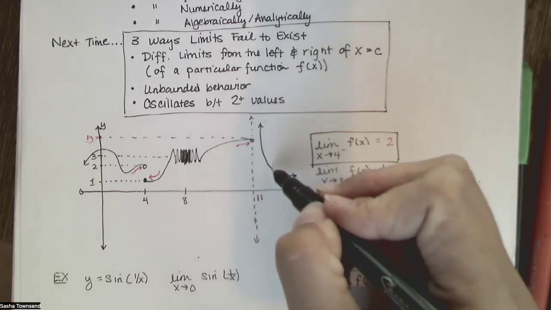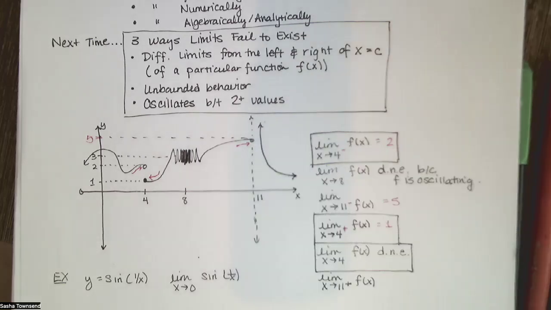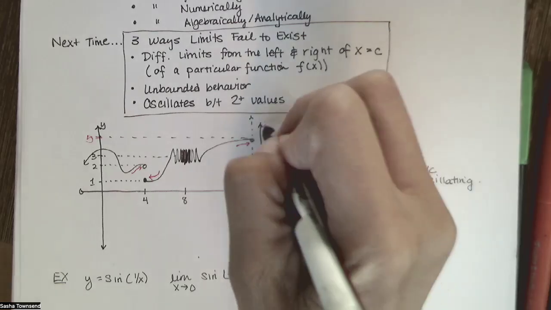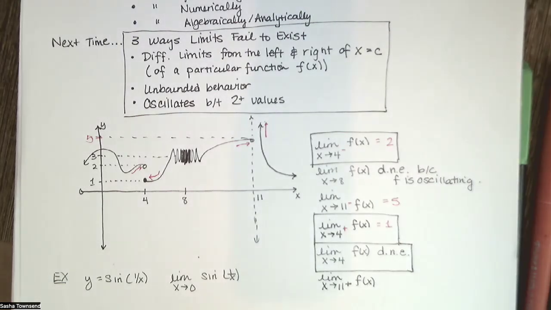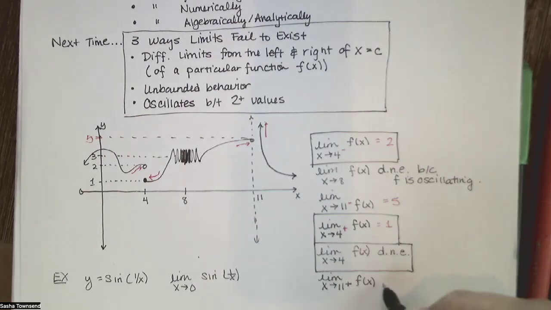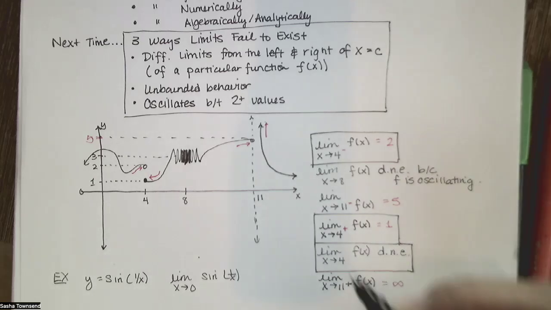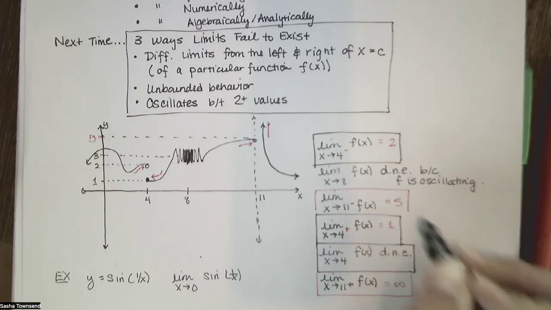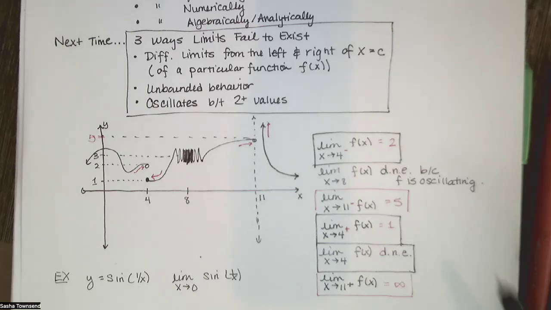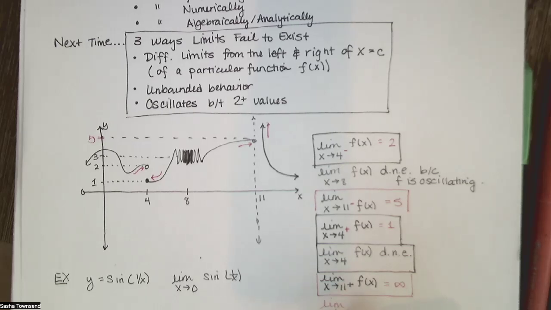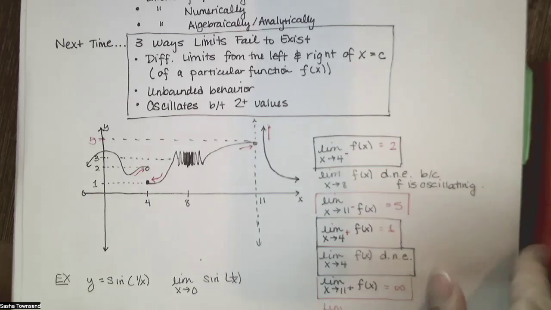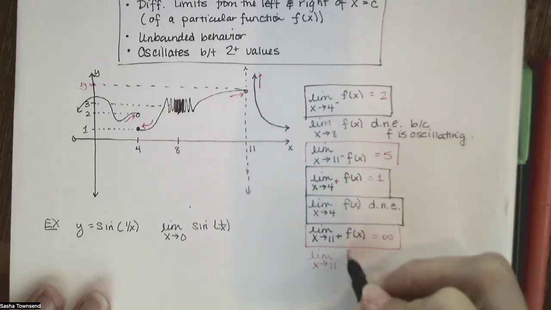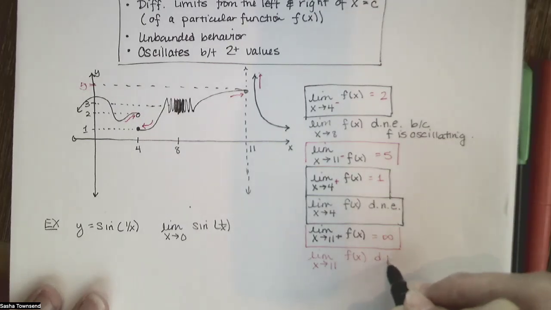We say as x approaches 11 from the right, it looks like those y values are going to infinity. That is, they're growing, increasing, and increasing the farther we go to the right. And so we'd write equals infinity. And since those two values are different, they're not the same as each other, the limit as x approaches 11 in general of the function does not exist.